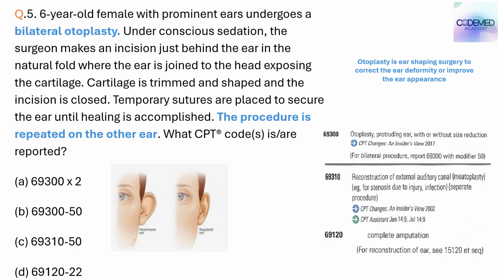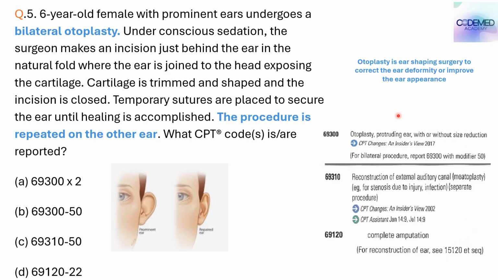So what has happened here is the otoplasty. Otoplasty means reshaping. The ear is protruding out and it has been reshaped. So let us look at the codes. 69300 is otoplasty, protruding ear, with or without size reduction. That is one code. 310 is reconstruction of the external auditory canal. So remember, it is the external ear, not the canal. And that's for example stenosis due to injury and infection. And 69120 is a complete amputation for reconstruction of the ear.